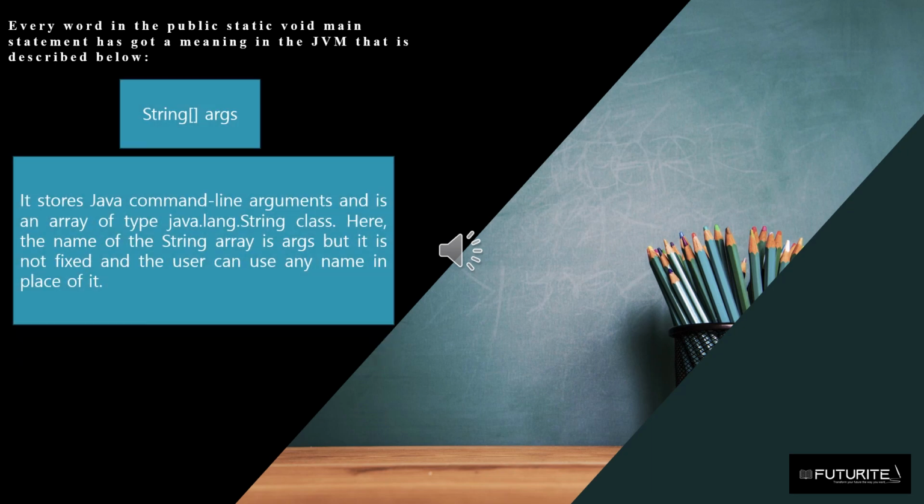Now, String args stores Java command line arguments and is an array of type java.lang.String class. Now, what is java? Java is a package, lang is a sub package of the java package, and String is a class of the lang package. Here the name of the string array is args.